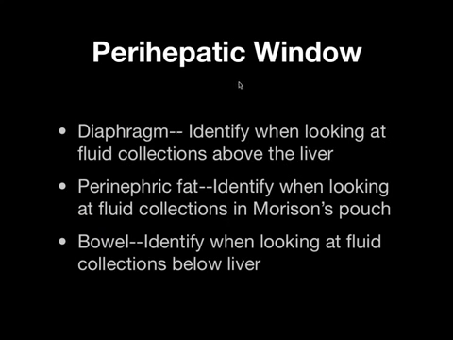So when you're doing the perihepatic window, identify the diaphragm. Fluid collections above that are going to be within the chest. Fluid collections below it are going to be in the abdominal region, or in the abdominal cavity. Look for the perinephric fat, because this is going to help you to differentiate intraperitoneal from retroperitoneal fluid collections. And take a look at the bowel. See how the fluid interacts with it, because this will also help you in determining the presence of free intraperitoneal fluid collections versus fluid contained, let's say, within the bowel.